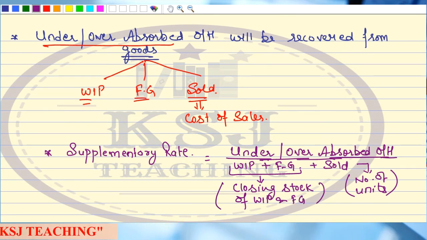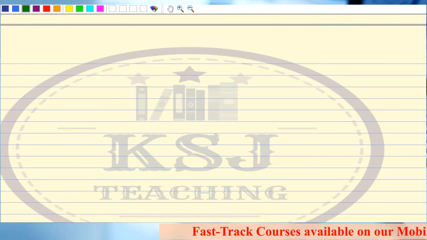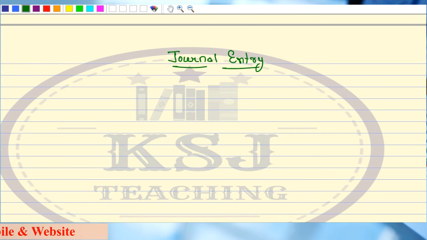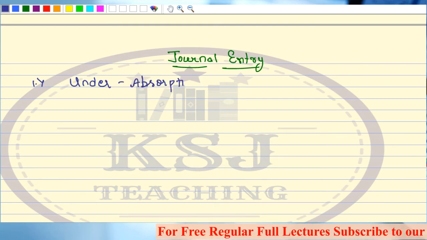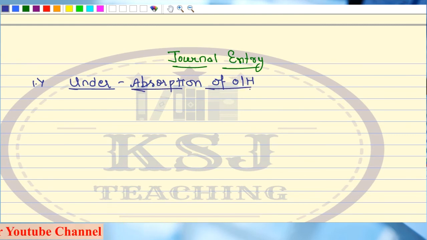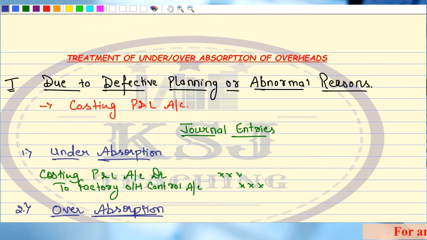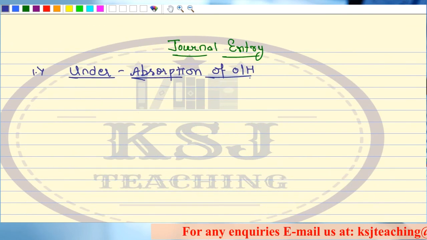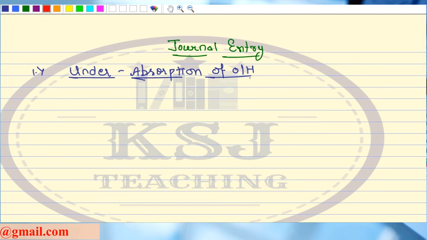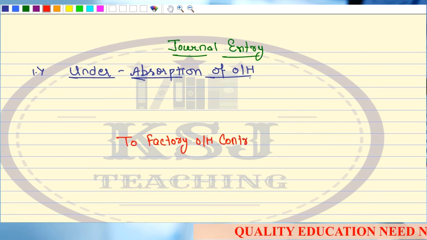Right? Now, what is going to be the journal entry for this? Let's see. Journal entry. First, for under absorption of overheads. Right? Now, in the first case, the entry was costing P&L to factory overheads. In this case also, we are going to credit factory overheads control account. It will remain the same. We are going to credit the overheads, right?